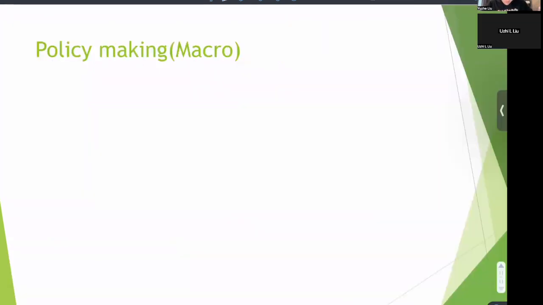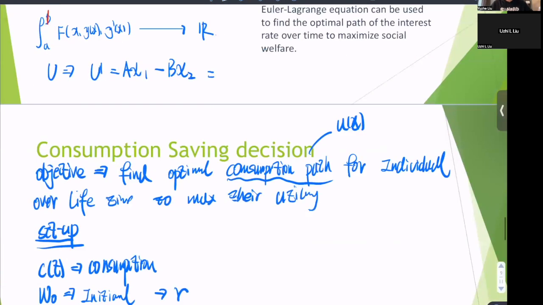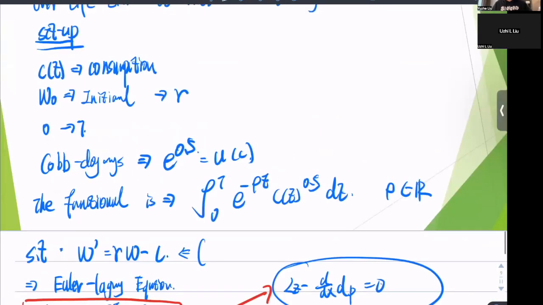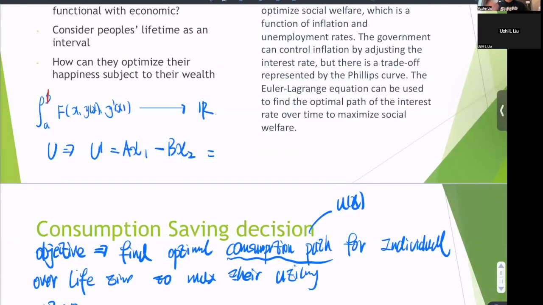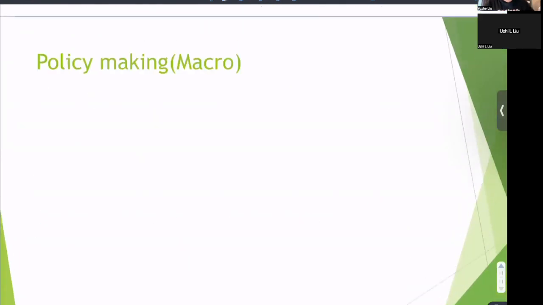So we already finished consumption saving decisions, and now this case is more like a micro case. It talks about individuals, and now we have to talk about something macro, which is policy making. As we know, government also makes a lot of policies.